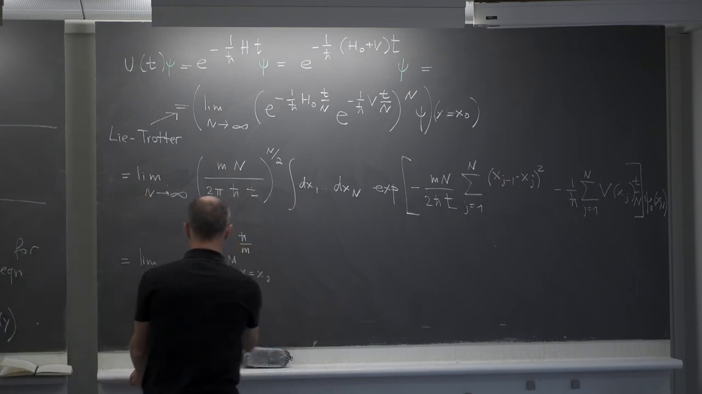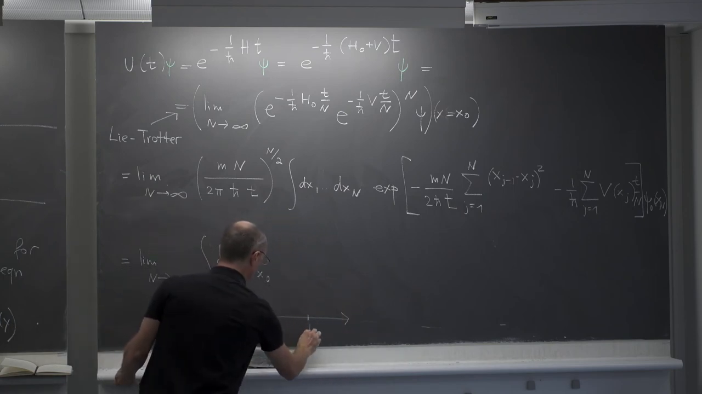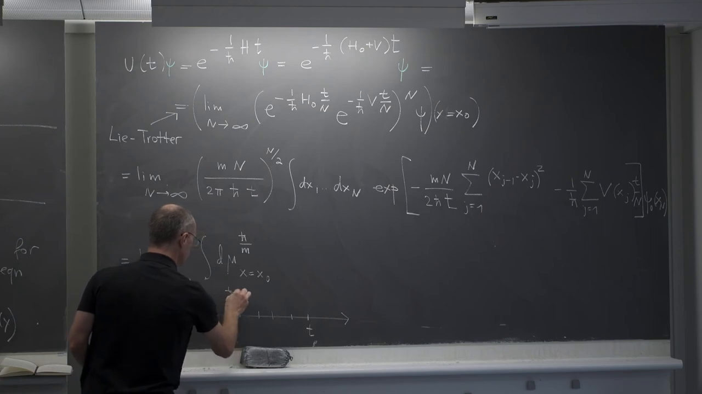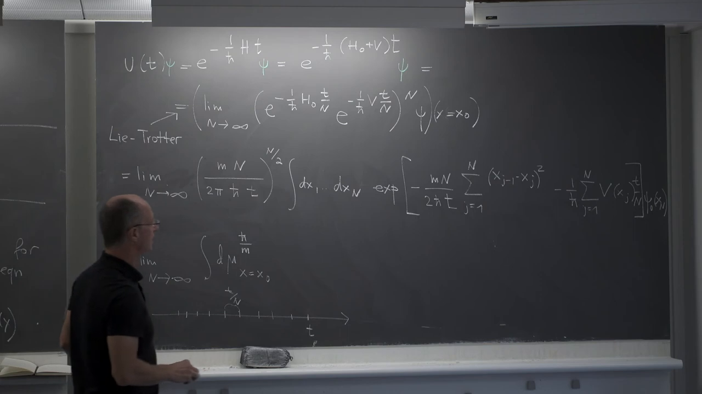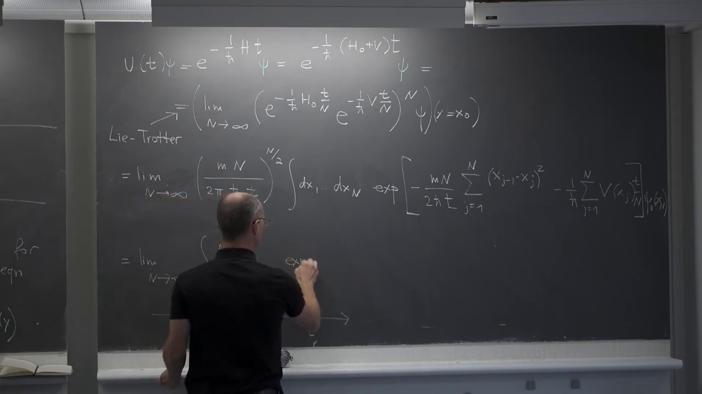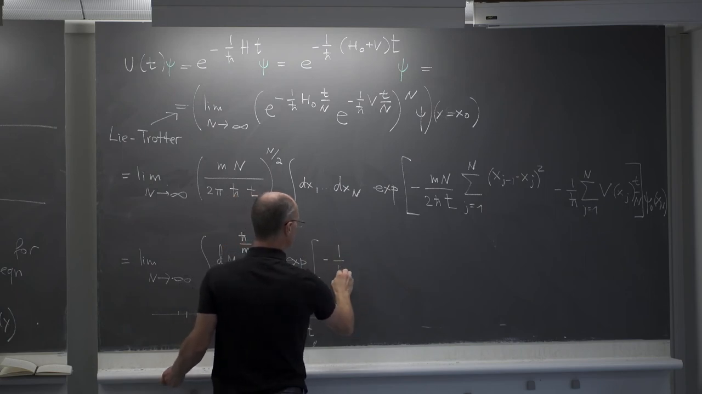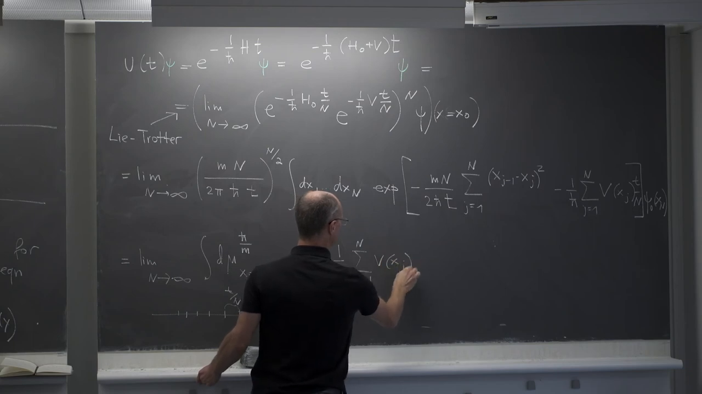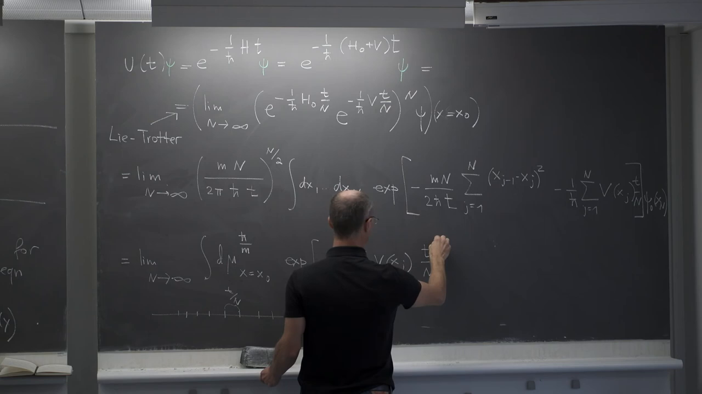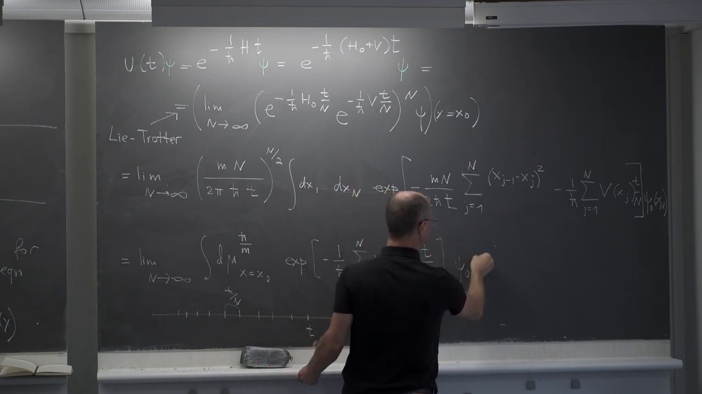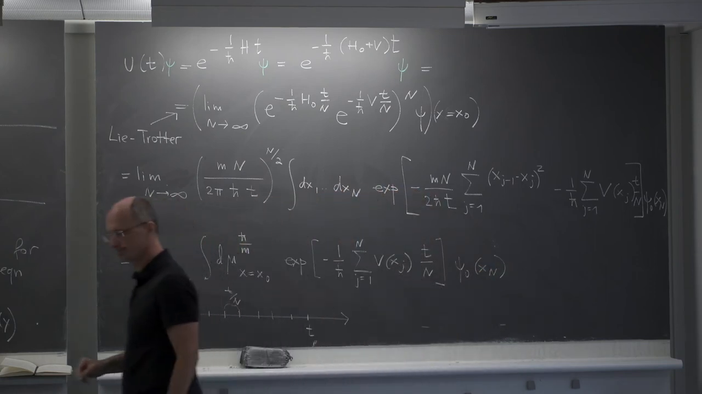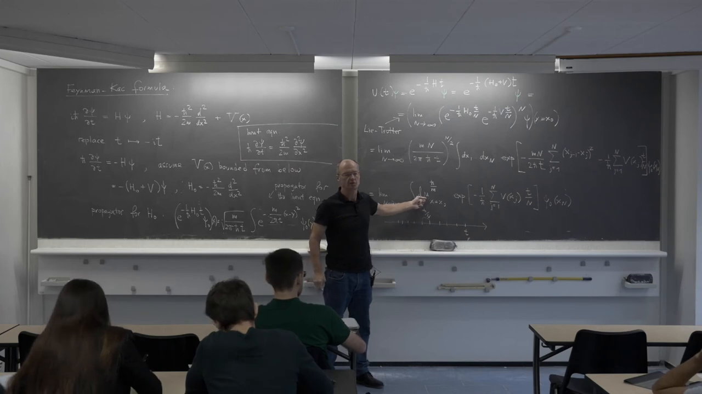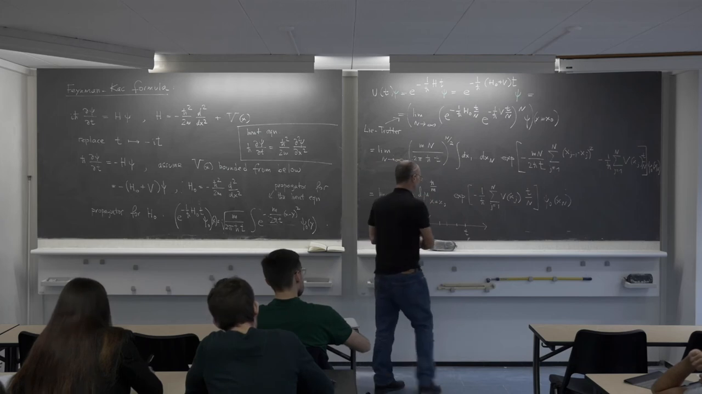And now that's my splitting. I'm simply splitting with the distance t over n. And here will be the exponential of minus 1 over h, the sum over j from 1 to n of v of xj times t over n, times psi naught of xn. Here I'm just using the defining property of the Wiener measure. So this is just an identity.